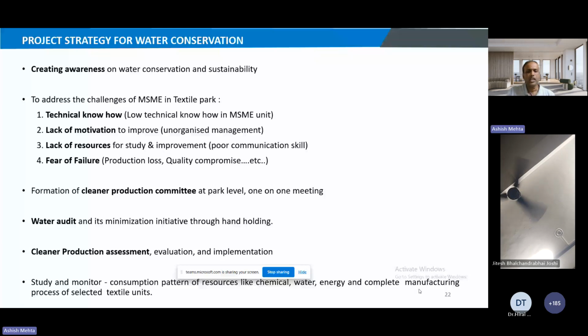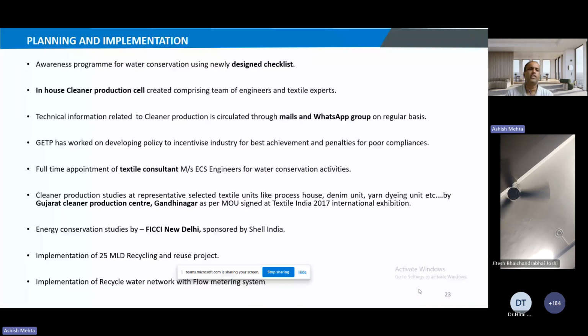This helped them know the areas they can work and focus upon to improve their water consumption and also the wastewater generation at their own end, at their own premises. We worked out a very simple designed checklist in line with the cleaner production assessment requirement. We formed a group. We continuously helped them through WhatsApp groups on a regular basis, through mails and personal interactions.